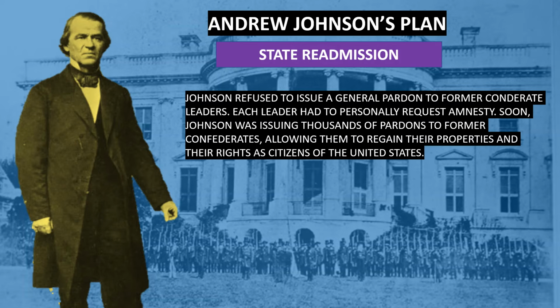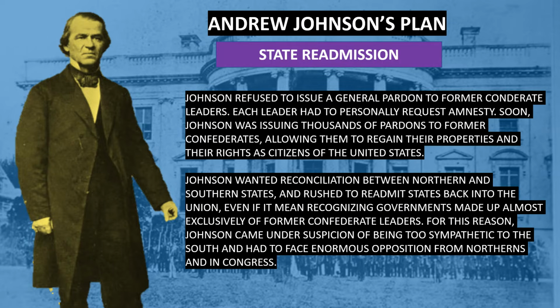Johnson refused to issue a general pardon to former Confederate leaders. Each leader had to personally request amnesty. Soon, Johnson was issuing thousands of pardons to former Confederates, allowing them to regain their properties and their rights as citizens of the United States. Johnson wanted reconciliation between Northern and Southern states, and rushed to readmit states back into the Union, even if it meant recognizing governments made up almost exclusively of former Confederate leaders. For this reason, Johnson came under suspicion of being too sympathetic to the South and had to face enormous opposition from Northerners and in Congress.